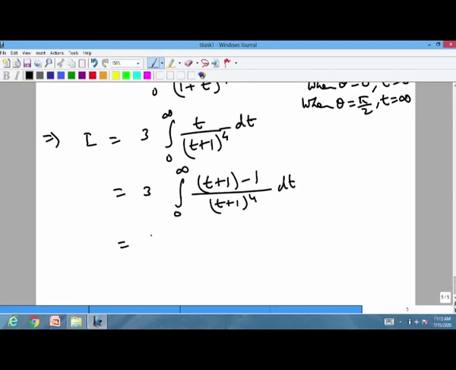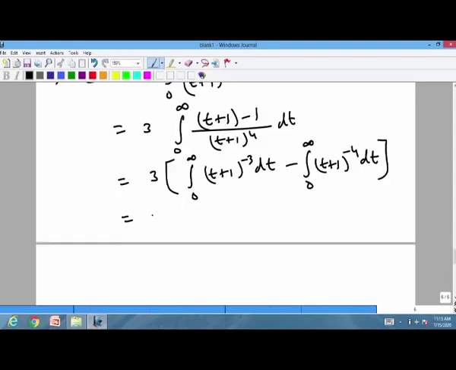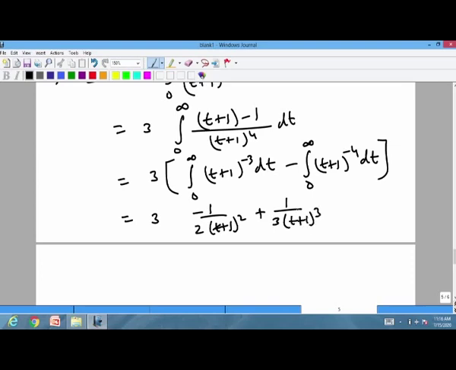So, this is equal to 3 times integral 0 to infinity of (t plus 1) raised to power minus 3 dt minus integral 0 to infinity (t plus 1) raised to power minus 4 dt, which is equal to 3 times, this will give minus 1 by 2 (t plus 1) square, minus, this will become plus 1 by 3 (t plus 1) cube, from 0 to infinity.